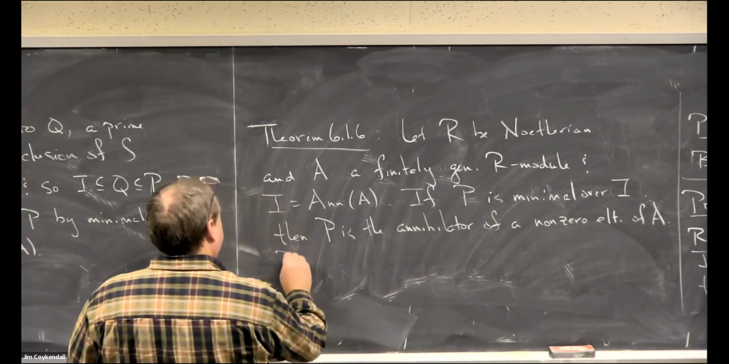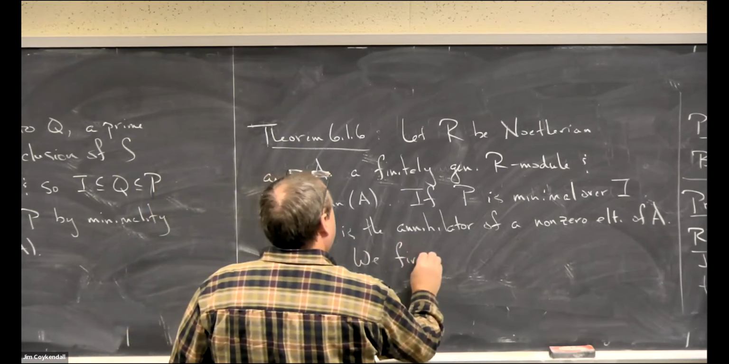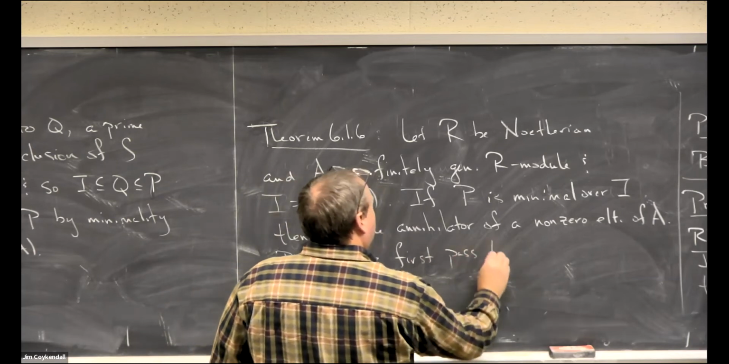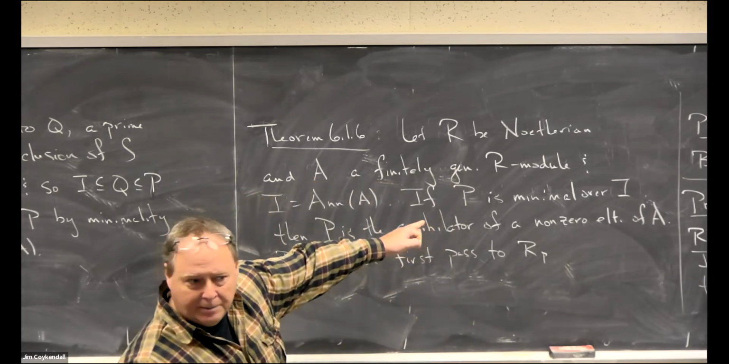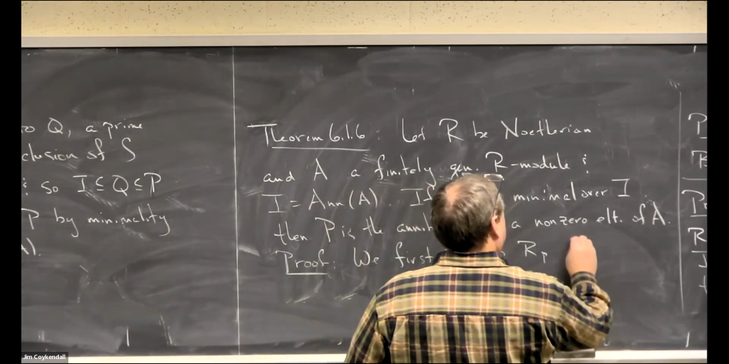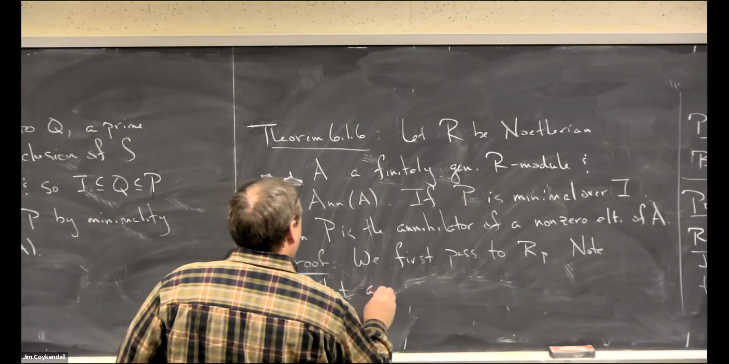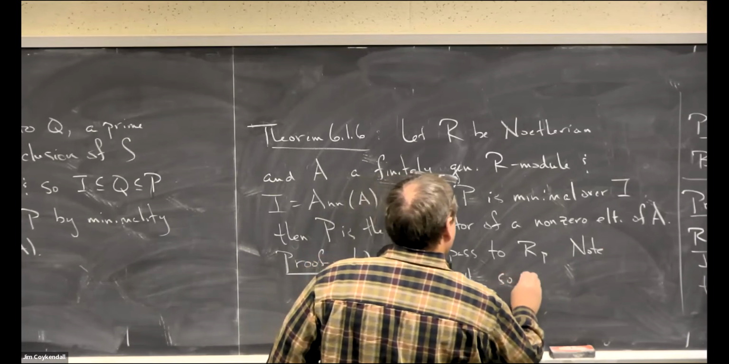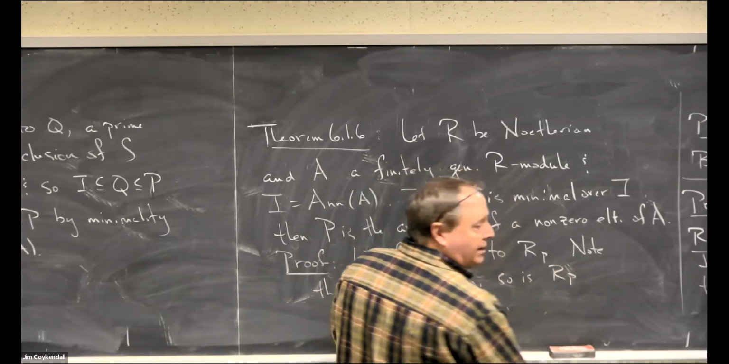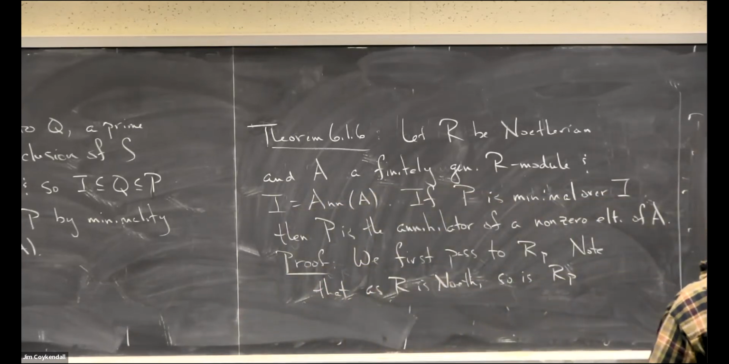Proof. First, pass to our localization at P, where P is our prime ideal. Notice that as R is Noetherian, so is the localization R_P. In fact, you don't even need to localize at the prime ideal. If you take any Noetherian ring and localize it at any set, it's still Noetherian.